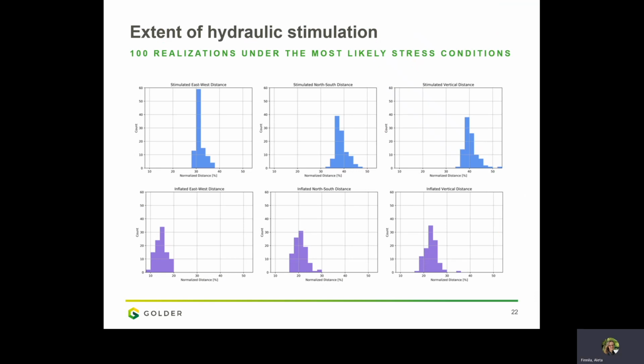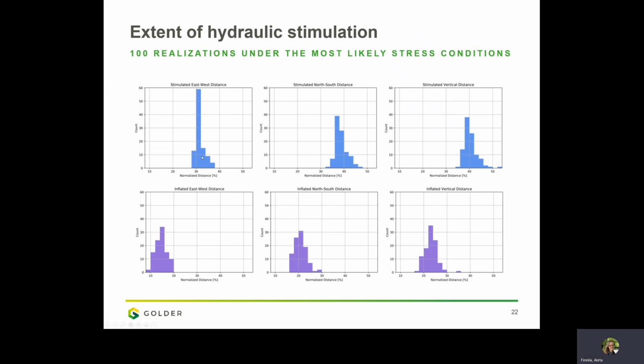All right, so I'm first going to go over, we did 100 different stochastic realizations, so 100 different versions of that DFN, and we picked sort of the most likely regional stress conditions. There is some uncertainty there, but for this first part, we chose the most likely stress conditions and did 100 different realizations.